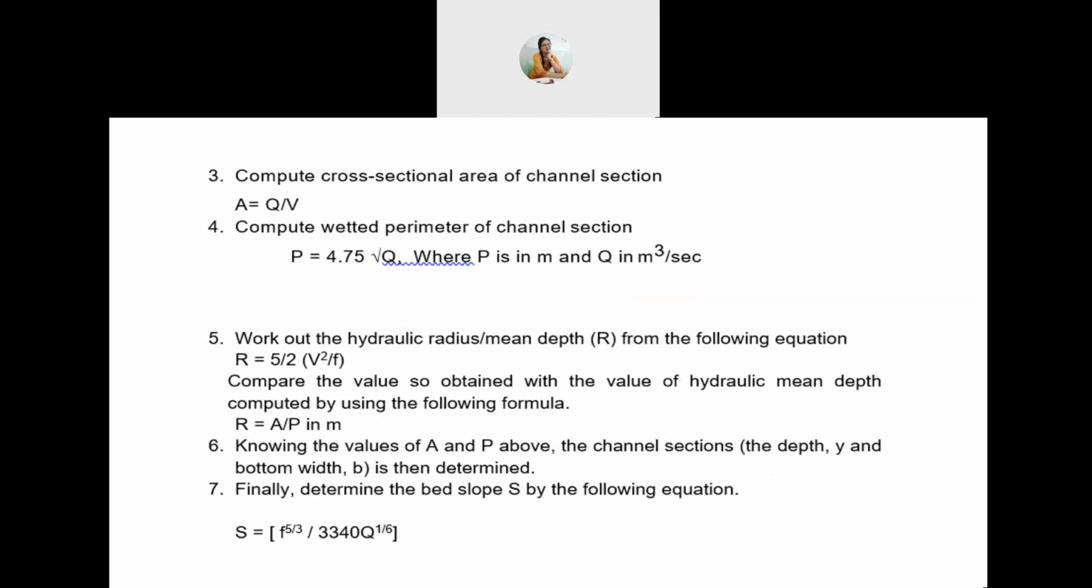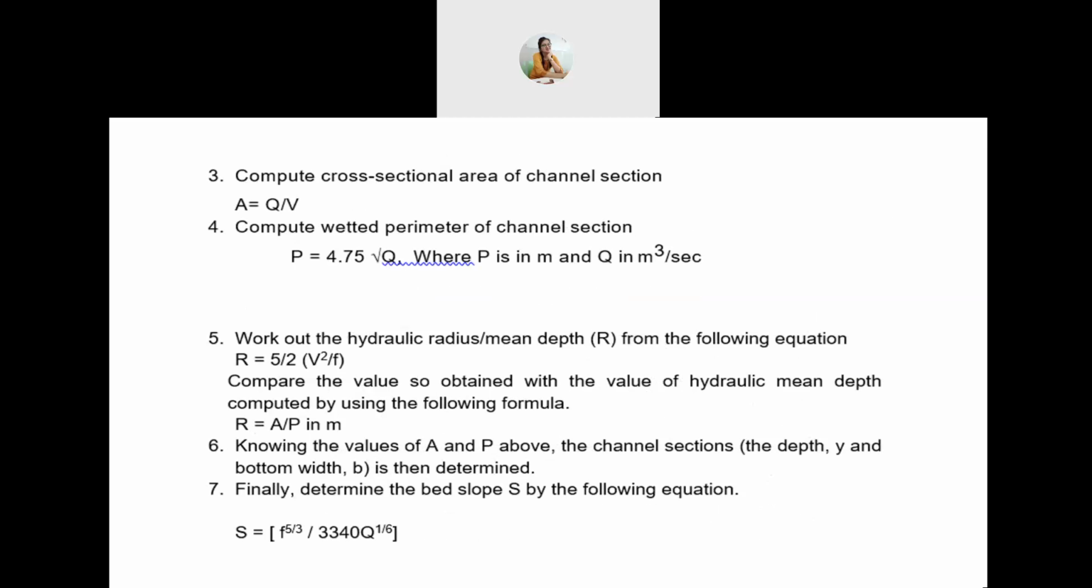Step number 5, working out the hydraulic radius or mean depth, that is capital R, from the following equation, which is R is equal to 5 by 2 into V to the power 2 by f, and comparing the value so obtained with the value of hydraulic mean depth computed using the following formula, which is R is equal to A by P in meters.